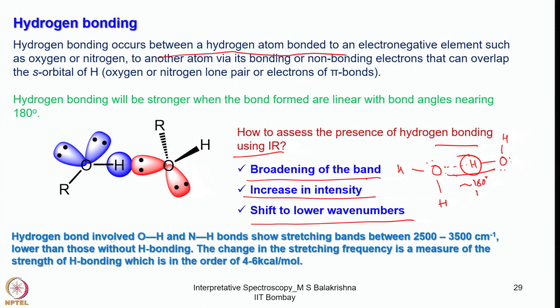Hydrogen bonded OH and NH bonds show stretching bands between 2500 and 3500 centimeter minus 1, lower than those without hydrogen bonding. The change in the stretching frequency is a measure of the strength of the hydrogen bonding, which is in the order of 4 to 6 kilocalories per mole.